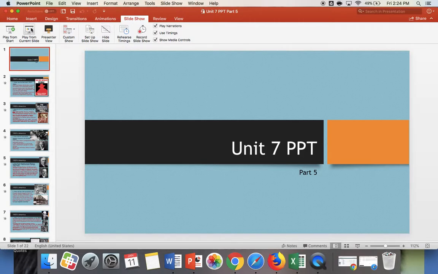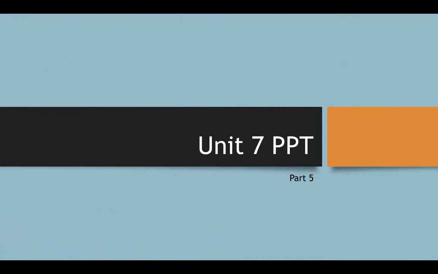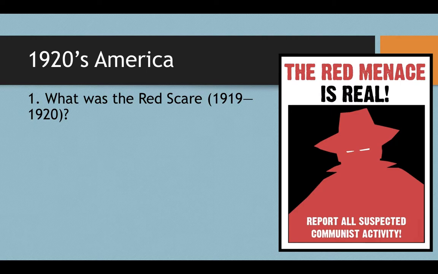Last class, we talked about the 1920s in Europe and Asia, and today we're going to be focusing on the 1920s in the United States. So, the first thing to know about the 1920s in the United States is it was directly influenced by World War I and everything that had happened in the previous decade, including the Russian Revolution.